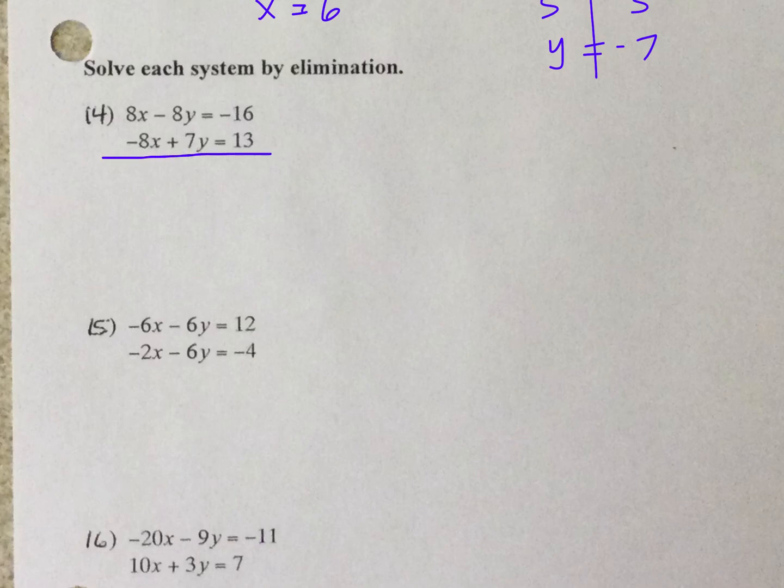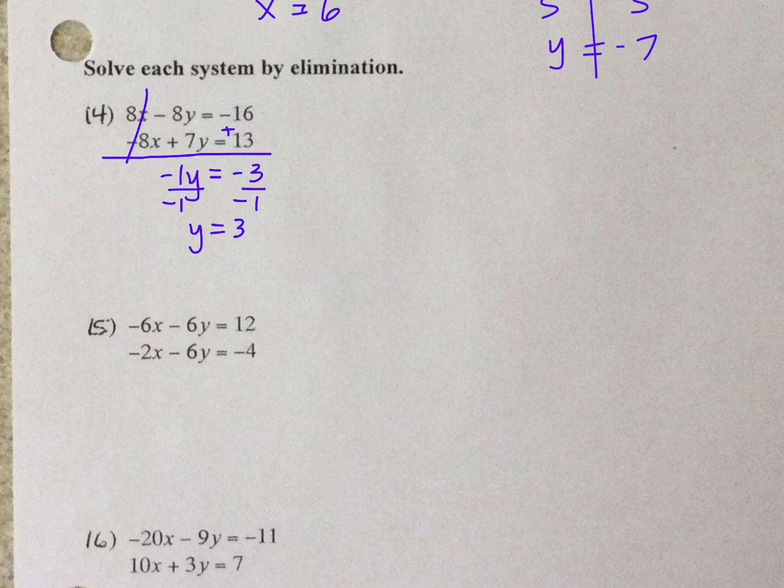Draw my line. I can see that 8x minus 8x, that cancels out. So now I'm just going to do what the math says. Negative 8 plus 7, that'd be negative 1y. Negative 16 plus 13 is negative 3. So y is going to equal 3.